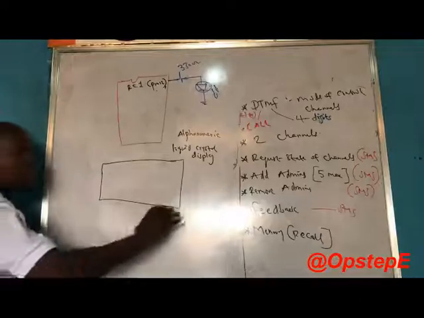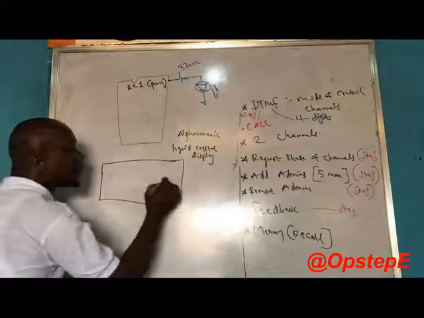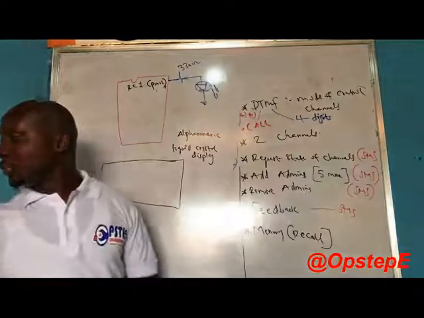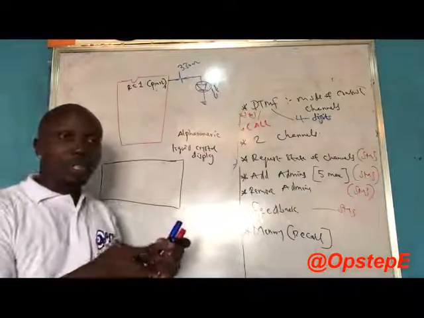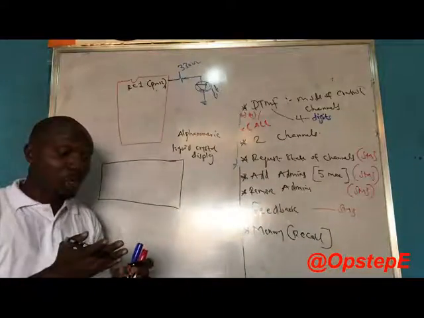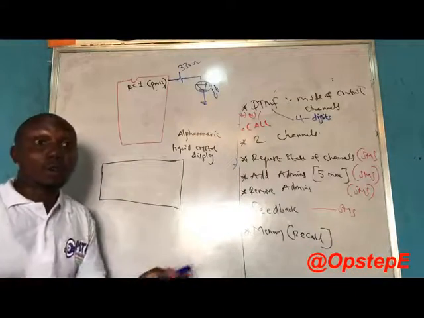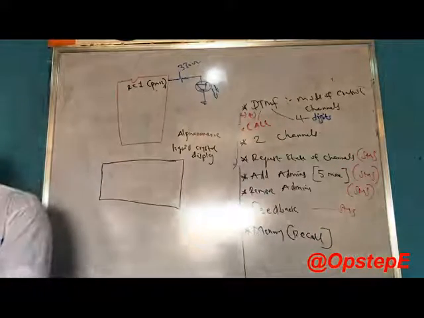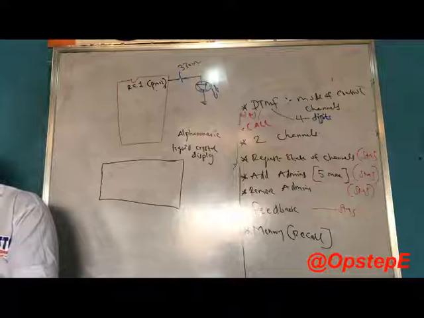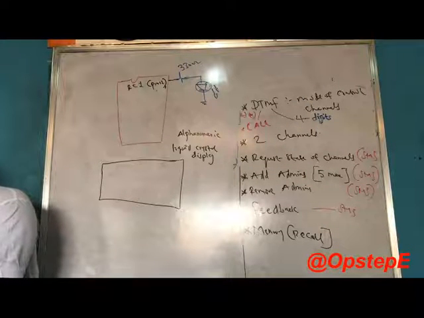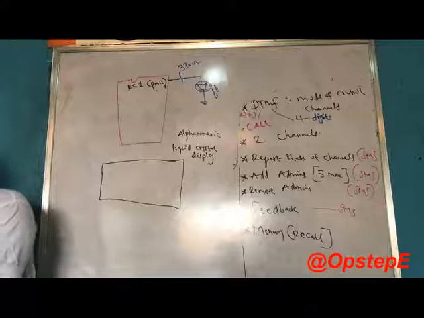Now, if you look at the pins on the LCD, you find 16 pins. You know, when I brought out the GSM module, I showed you the pins on it. But it does not mean that we use all the pins. We only use about four pins there. The LCD has 16 pins.